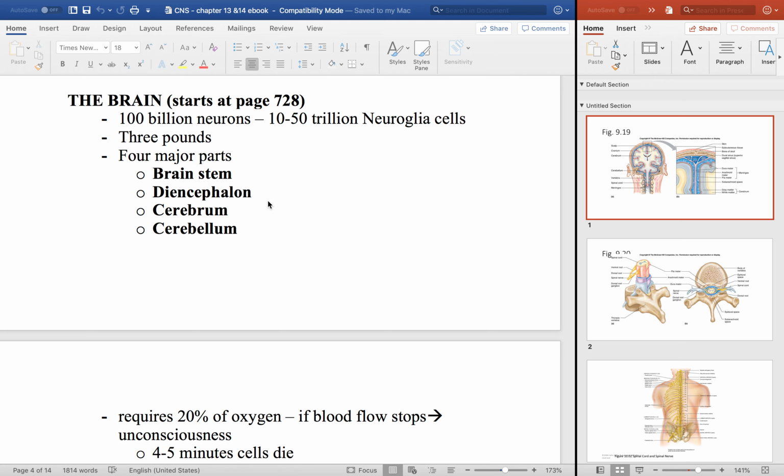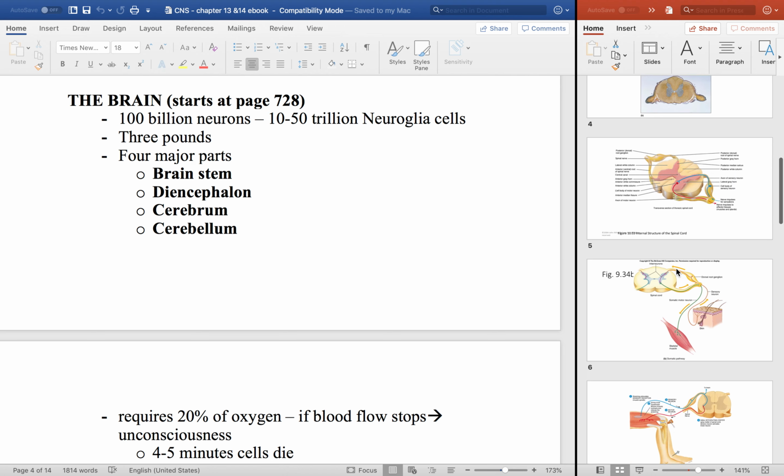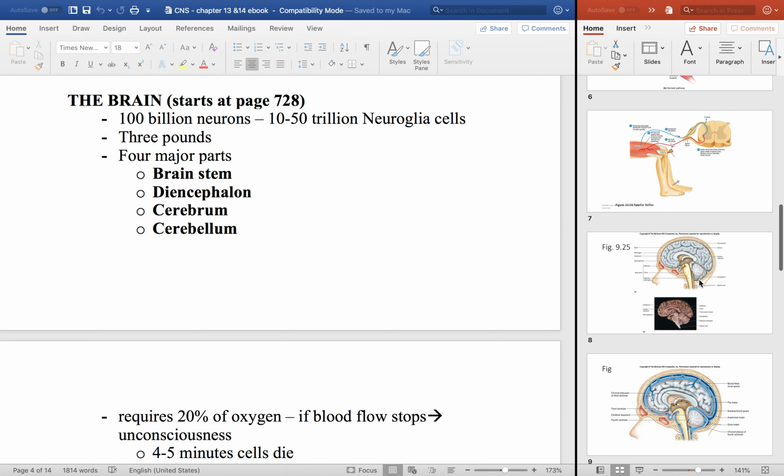And there's four major parts of the brain. It's the brainstem, the diencephalon, and the cerebrum and the cerebellum. If you look at this picture on the PowerPoint, it shows you some. So let's look at it.